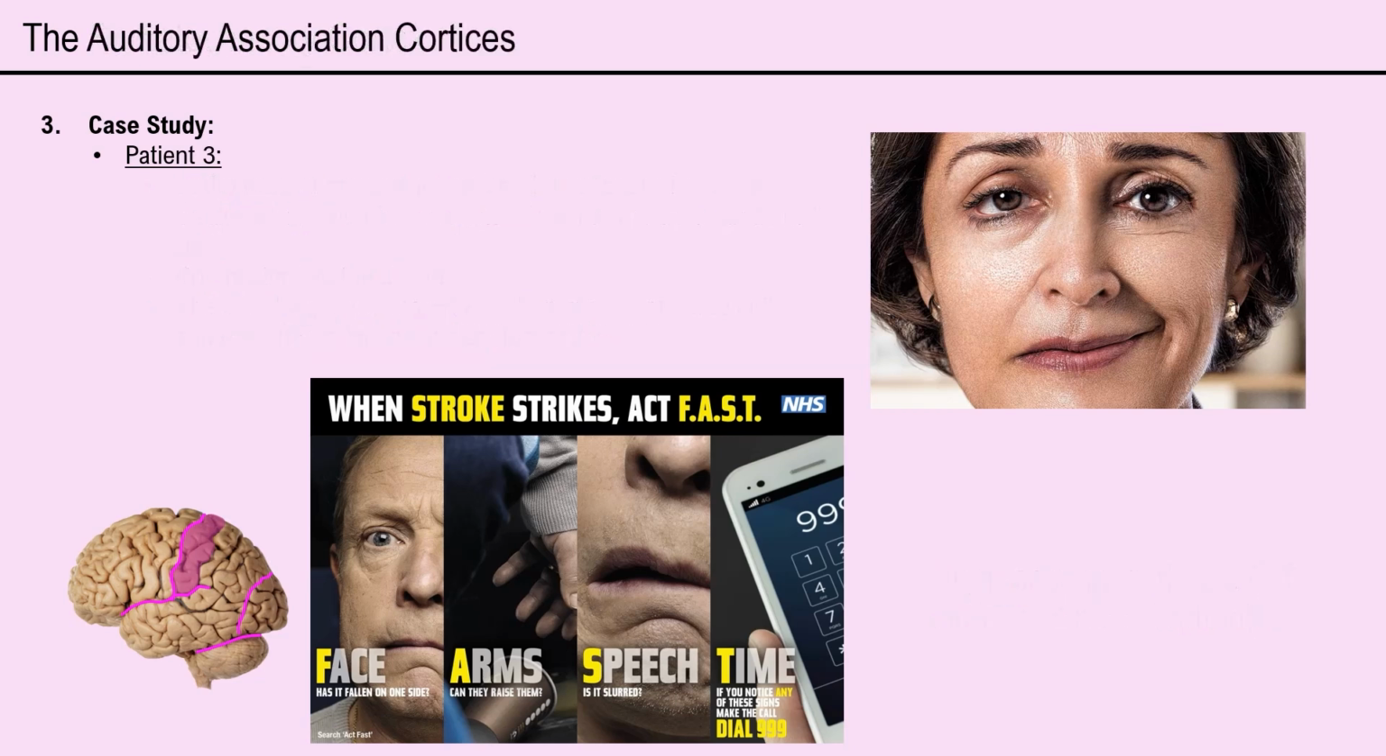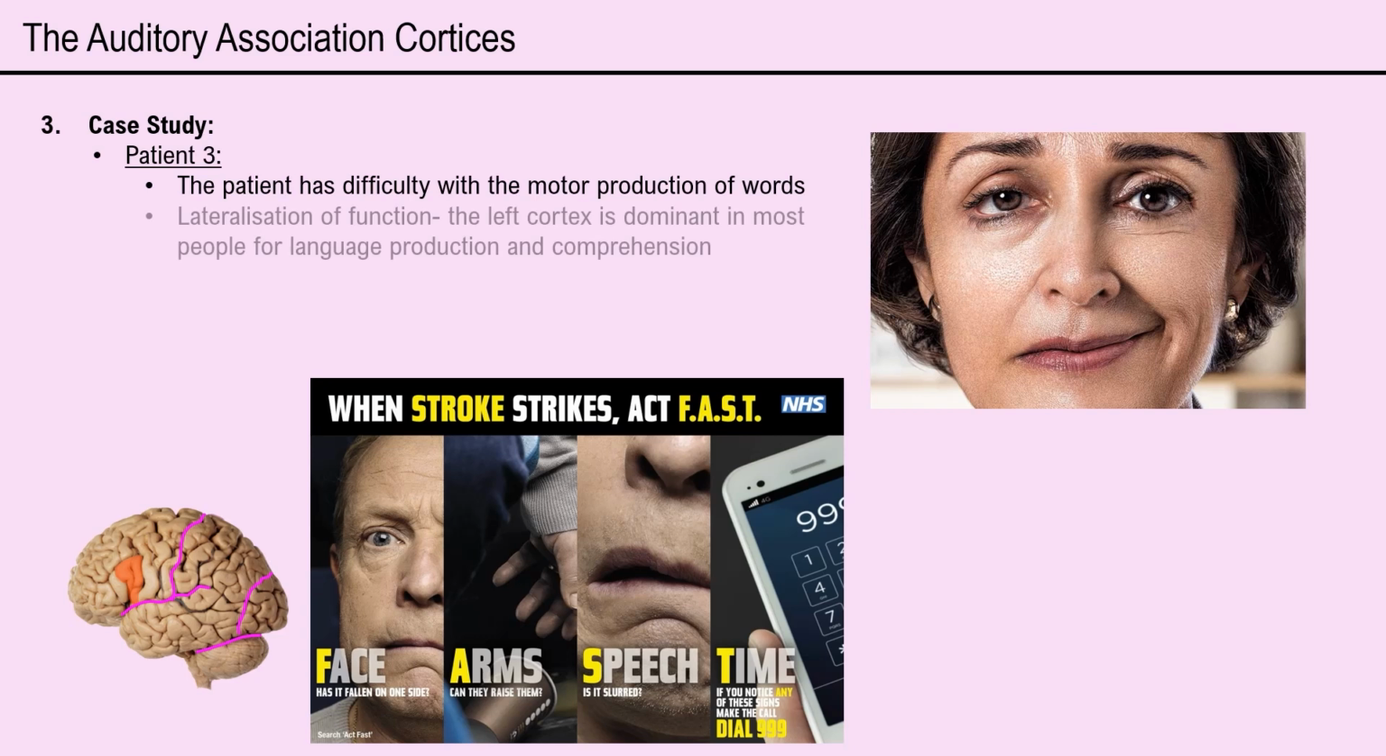We also know that this patient has had difficulty speaking. More specifically, she struggles with the motor production of words. We know that the motor production of words is located in Broca's area. What else do we know about Broca's area? We know that in most of the population, the left hemisphere is dominant for linguistic function. So currently, all of our signs are pointing to a left primary motor area stroke and left Broca's area stroke. And in fact, this is most likely.